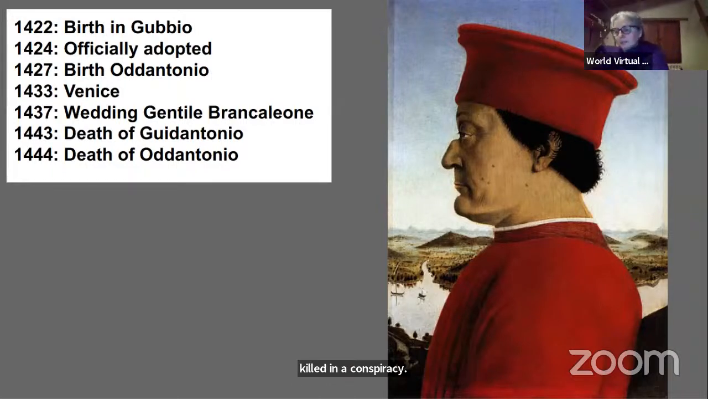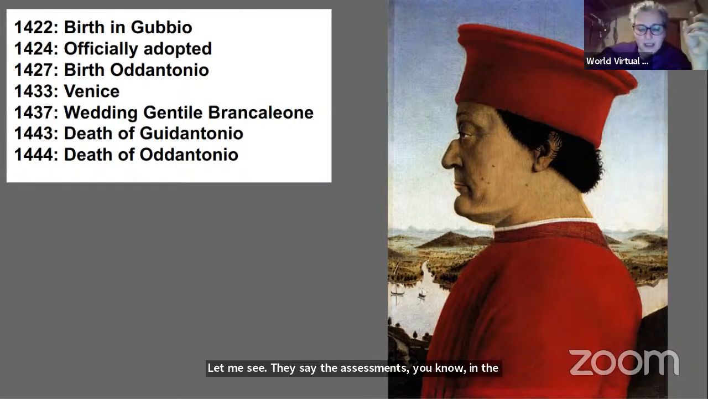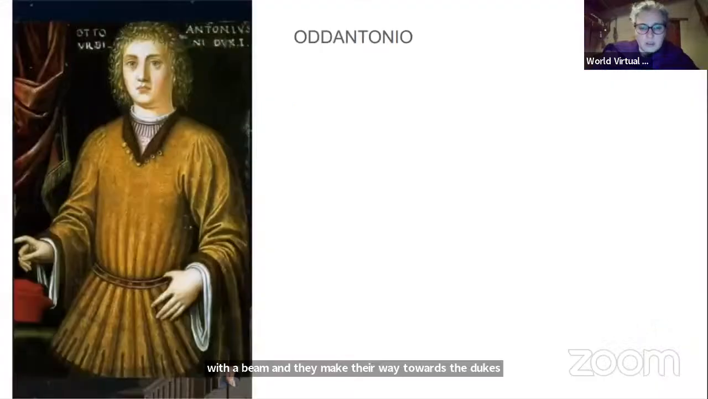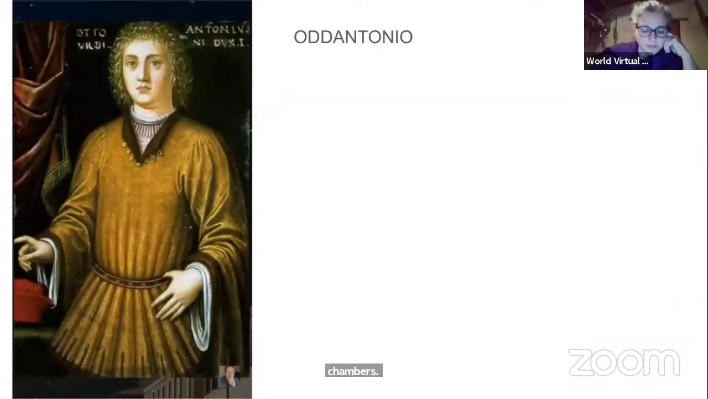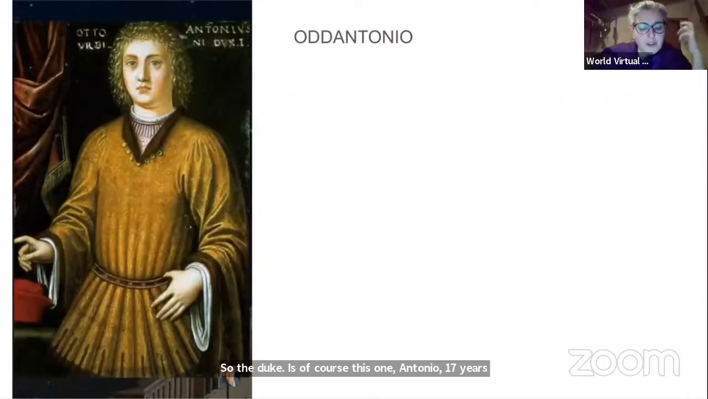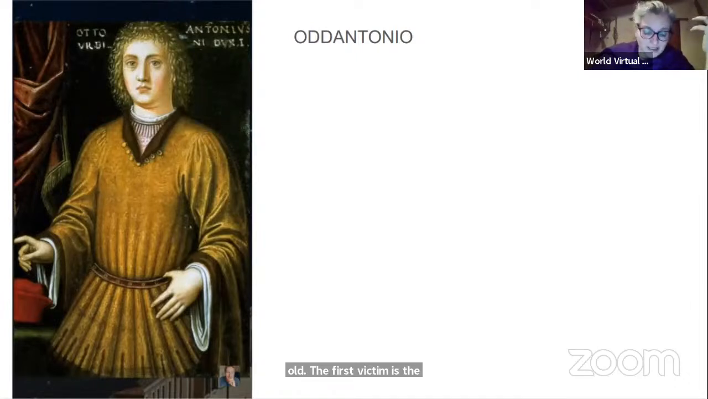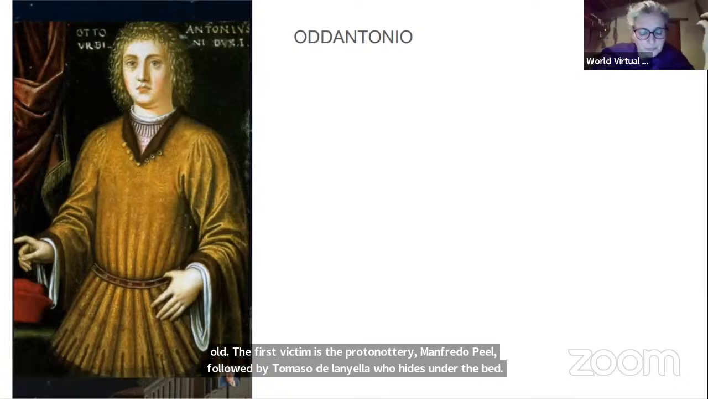He's sleeping at night. And there is a description. Let me see. They say, the assassins, in the middle of the night, break through the palace gate with a beam, and they make their way towards the Duke's chambers. So the Duke is, of course, this one, Oddantonio, 17 years old. The first victim is the proto-notary Manfredo Pio, followed by Tommaso dell'Agnello, who hides under the bed. The conspirators pull him out and kill him with dagger blows.